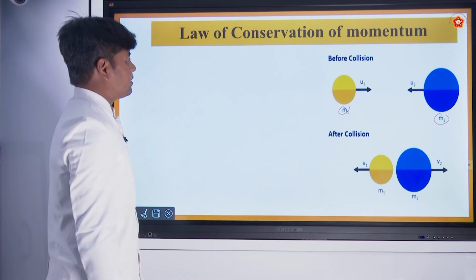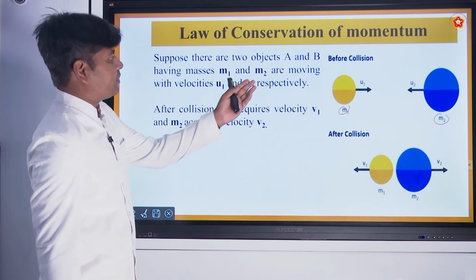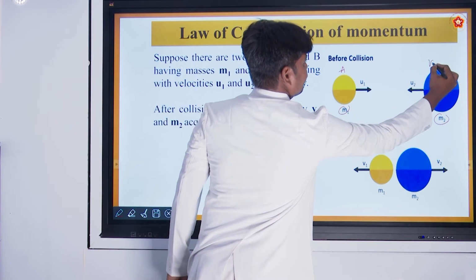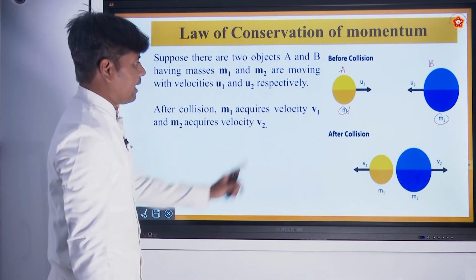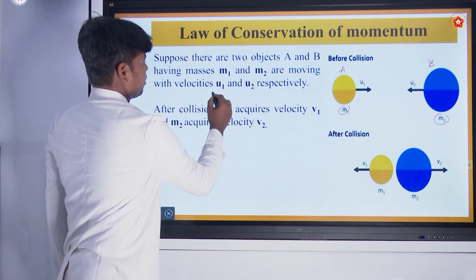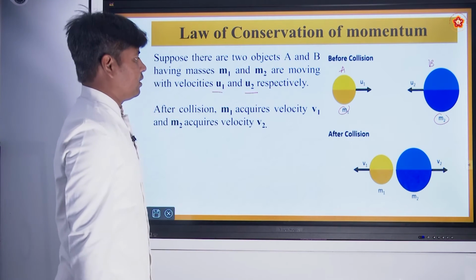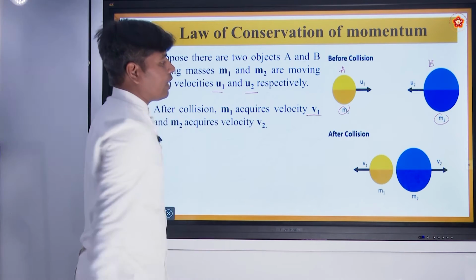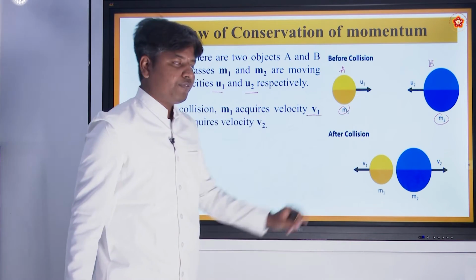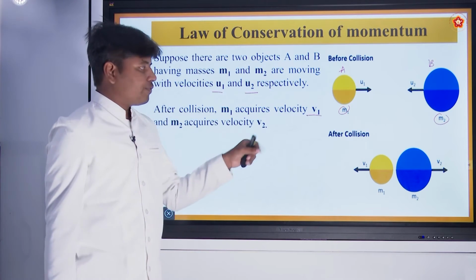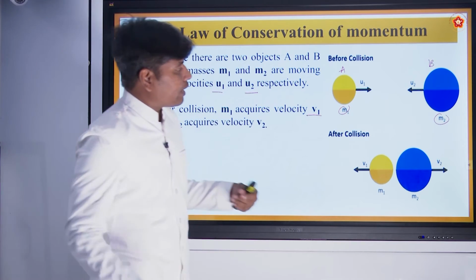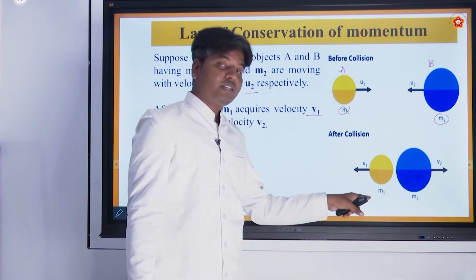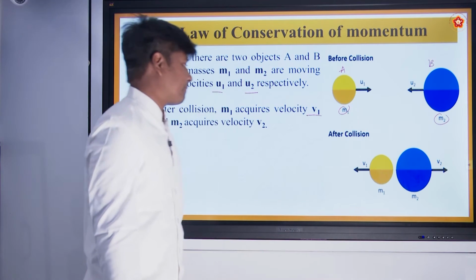So let us see. Suppose there are two objects A and B, having masses m1 and m2, moving with velocities u1 and u2 respectively. This is before collision. After collision, m1 acquires velocity v1. So after collision, u1 is changing to v1 and m2 acquires velocity v2. Unlike in the last example, after the collision also they were moving in the same direction, but here after the collision the direction of the velocity is changing.